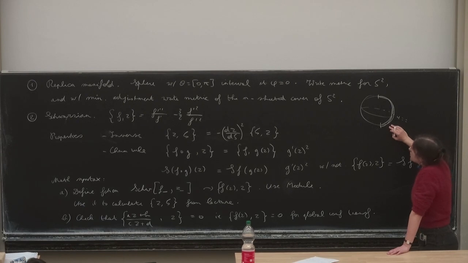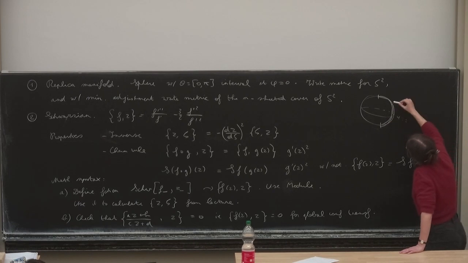First up is to write the metric for the sphere. And then consider this interval, which is the one that I tried to draw here. It's the interval theta equals 0 to theta equals pi at phi equals 0. I've chosen my phi equals 0 to be here. And once you have the metric for the sphere, there's a minimal adjustment that you can do to write the metric of the n-sheeted cover of that sphere along this interval.